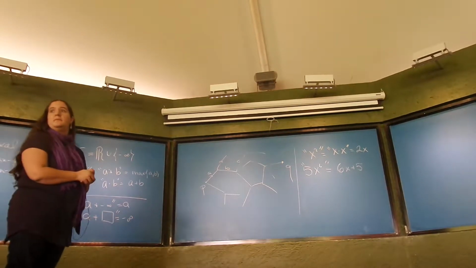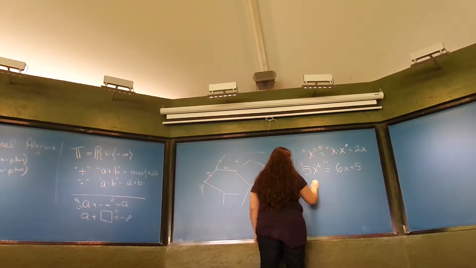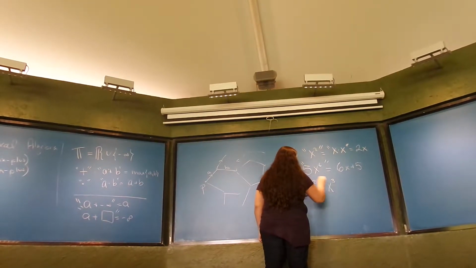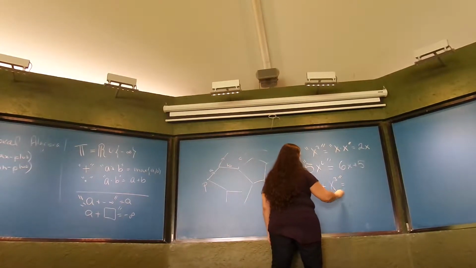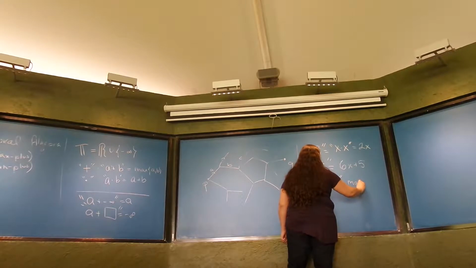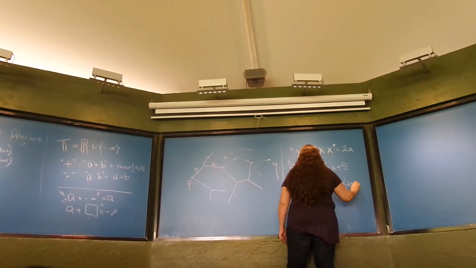Okay? And if I have the sum of two monomials, this will be the maximum between 2x and 3x.